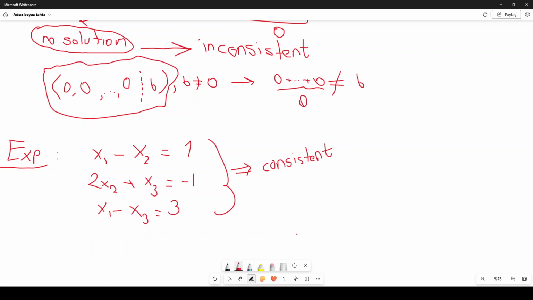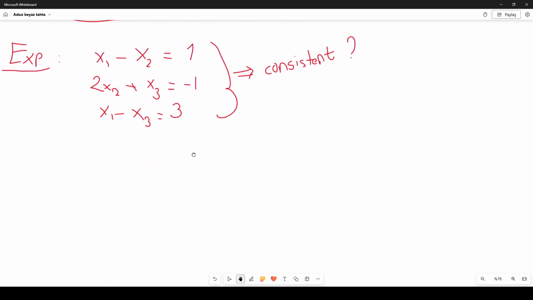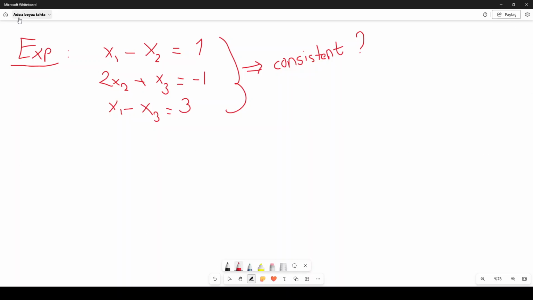All right, let's try to solve this. First, let's write our system in matrix form again and apply the Gaussian elimination technique. So we have 1, we have minus 1 here, and we have 1 here. I denote the vertical line again, dashed or dotted, just to indicate that we have the right hand side values to the right of this line.